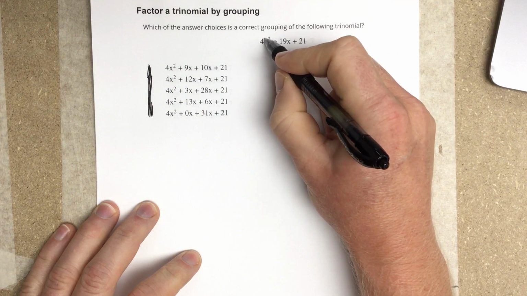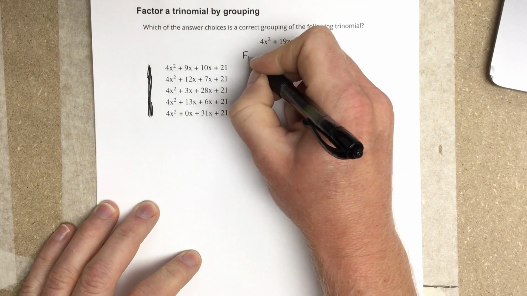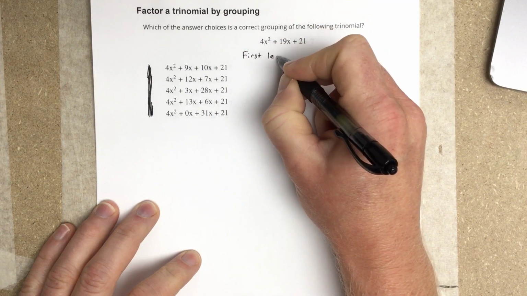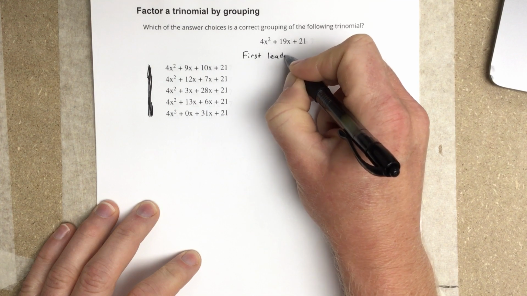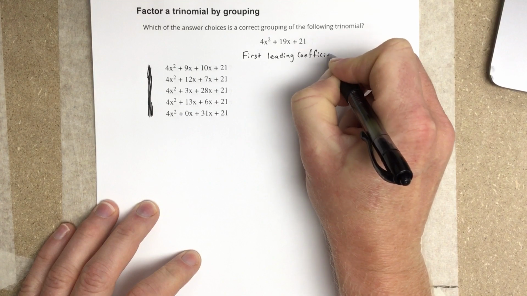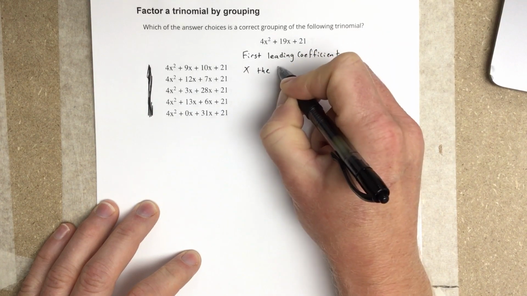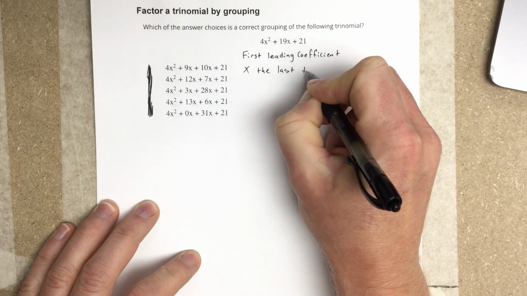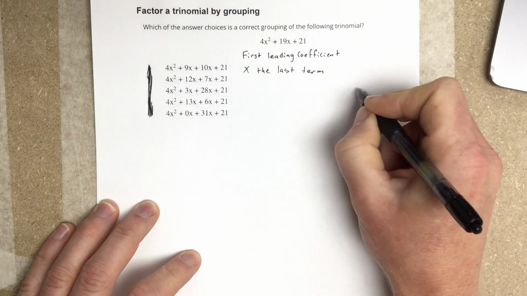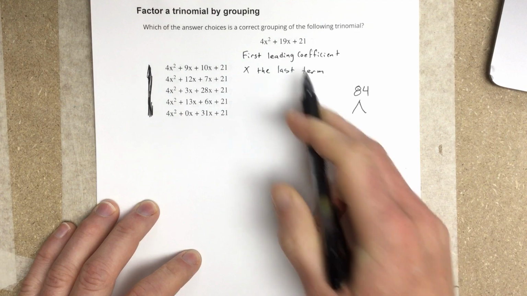When you do factor by grouping, you take the first term, the leading coefficient, times the last term. So 4 times 21 is 84. And then we're going to find the factors that add to the middle term.